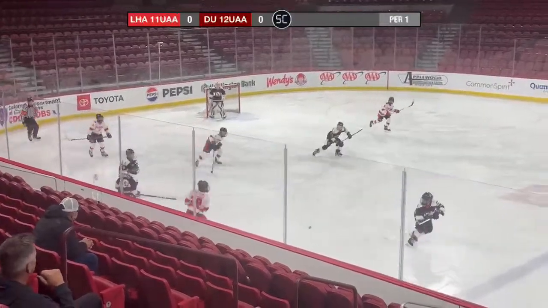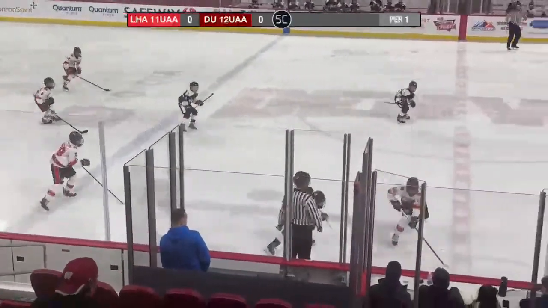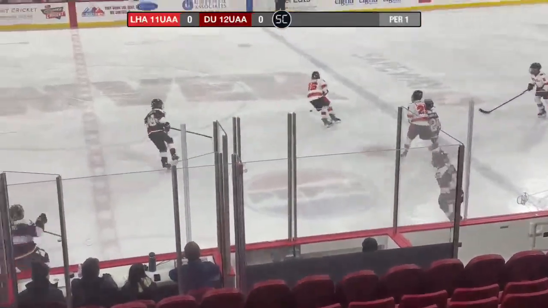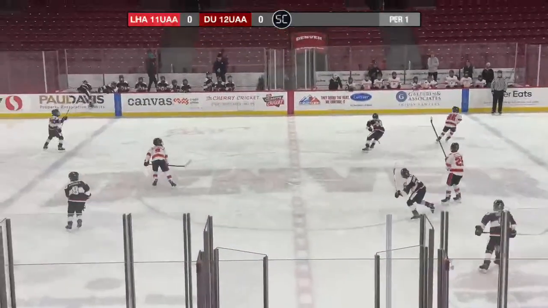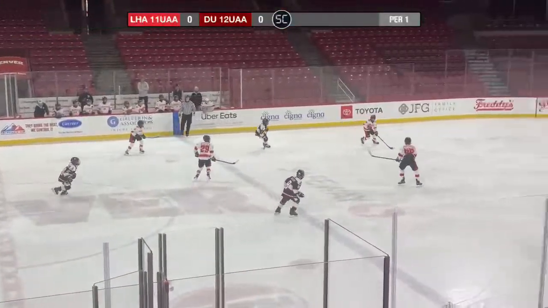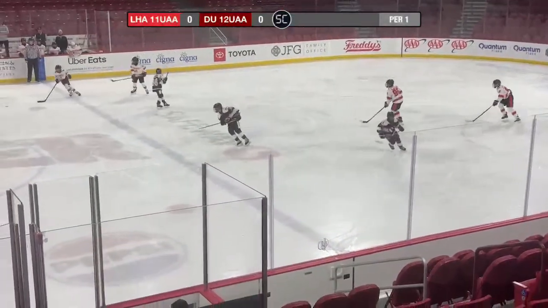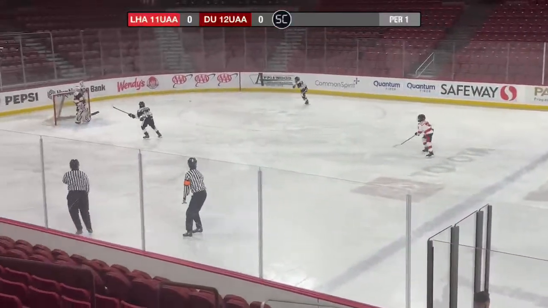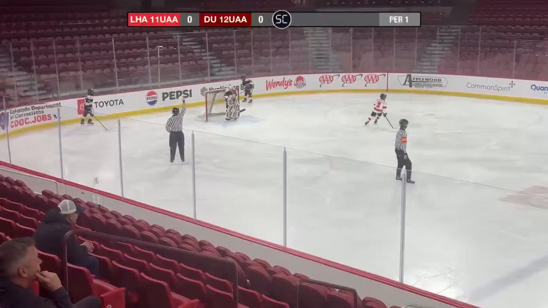DU controls on the near wall here, trying to get it up to Becker. Becker chips it over the middle, and now Roberts is pressuring the puck. And Becker. They take it all the way down the far side. Kelly and Broadhurst are back. Kelly will be the first one there. That'll be icing on DU.